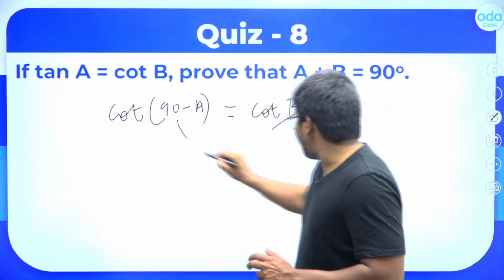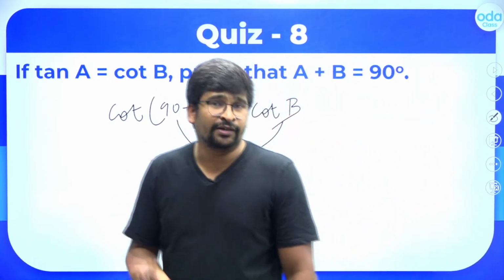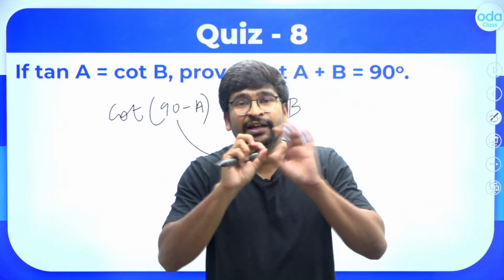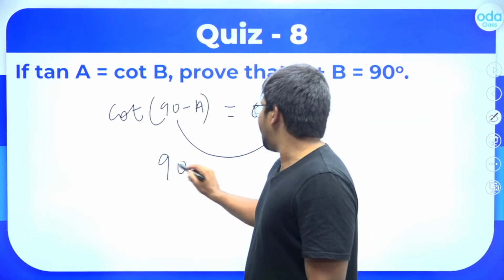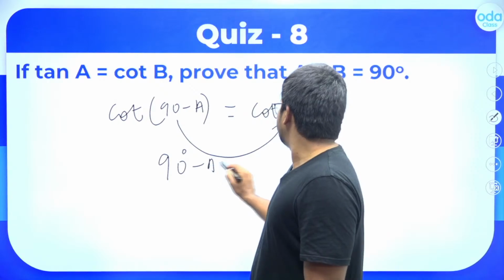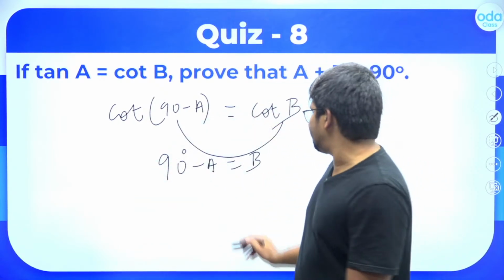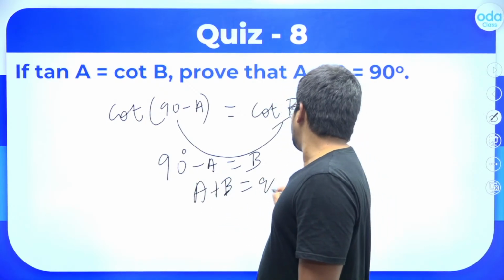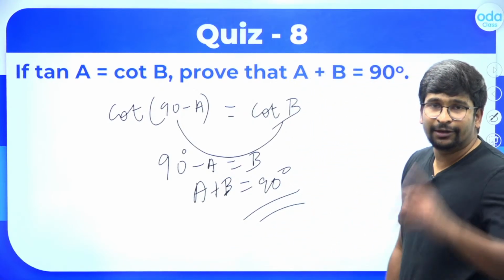Now cot of an angle is equal to cot of an angle. You have seen this in the previous question. What can we do in this case? You can definitely equate the angles. Correct? So you're equating the angles. So you can say 90 degree minus A is equal to B. That means taking this minus A to the right side, you can definitely say A plus B is equal to 90 degree. Hence proved. This is what was supposed to be proved. Very simple question then.